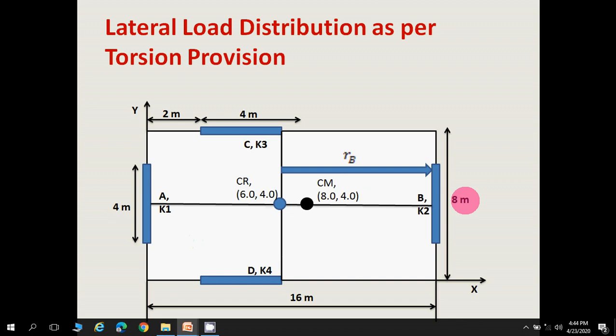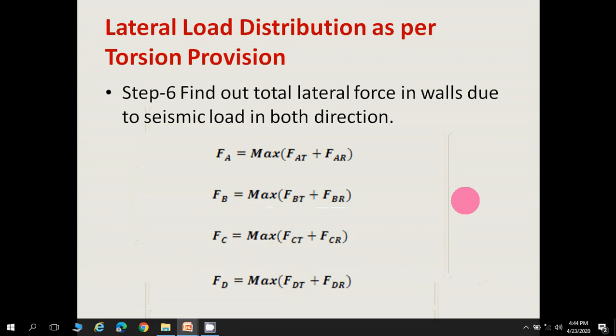For wall B, this is the value which is 16 minus 6 is equal to 10 meter in a positive way. So RB will be equal to 10 meter positive. RC value will be taken as plus 4.0 meter and RD value is minus 4.0. So by doing this, the values of RA, RB, RC and RD will be found out. So these are the values of RA, RB, RC and RD.